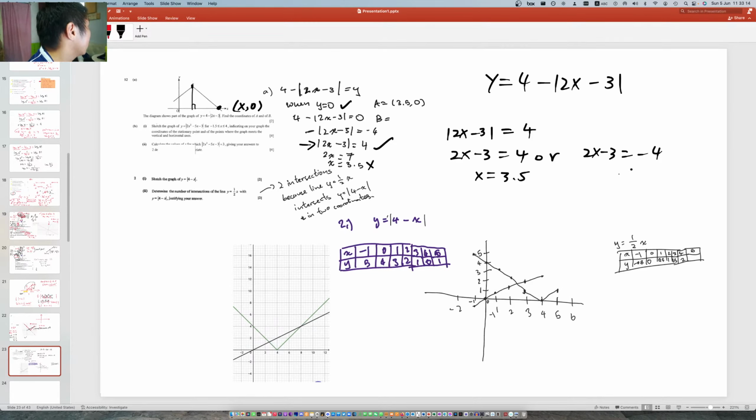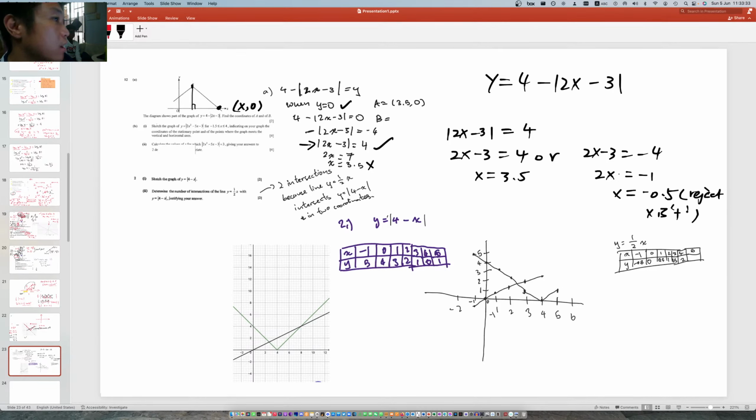Just like x squared equals 16, you never show the negative 4. You understand? Okay, good. So reject, x is positive from the graph. You can read, right? So that's why I give not entirely correct.